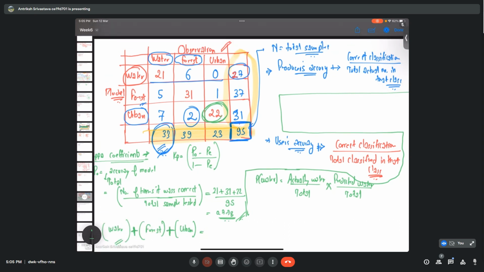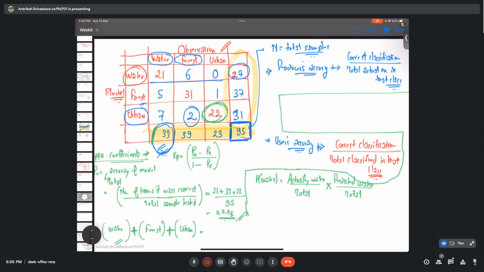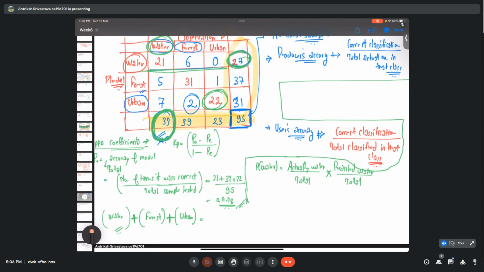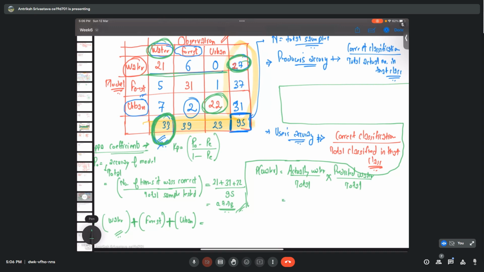But simply, to calculate this from this matrix, we have to look at the total number of times where the samples were actually water, meaning the observation total for the water column, and the total number of times the model said it is water, that is the sum of the row from the model side, and then we have to divide by the total sample for each. So you can write it as sum of observation for water times sum of classification for water, divided by total sample size square. So can you tell me what is this P water? It is nothing but 33 into 27 divided by 95 square.